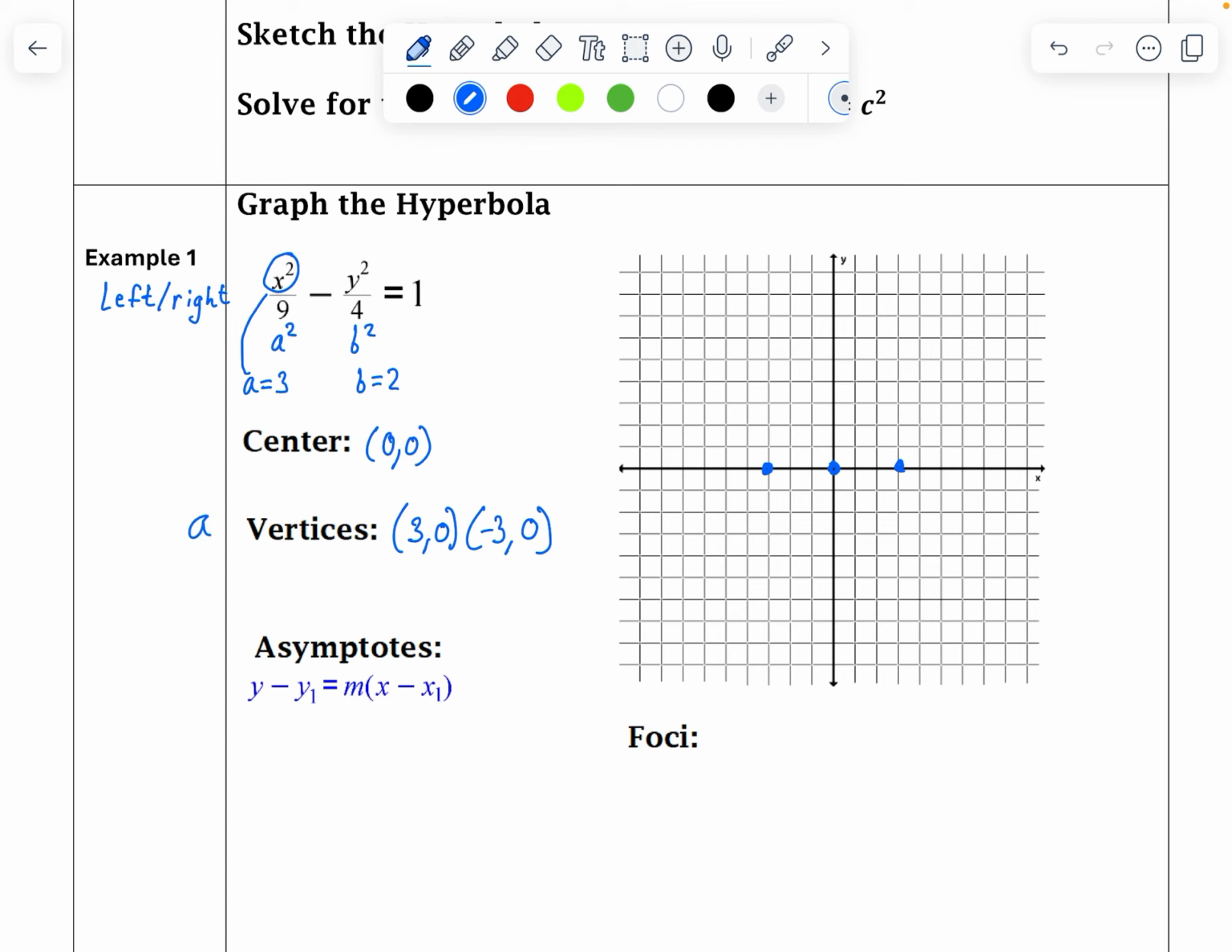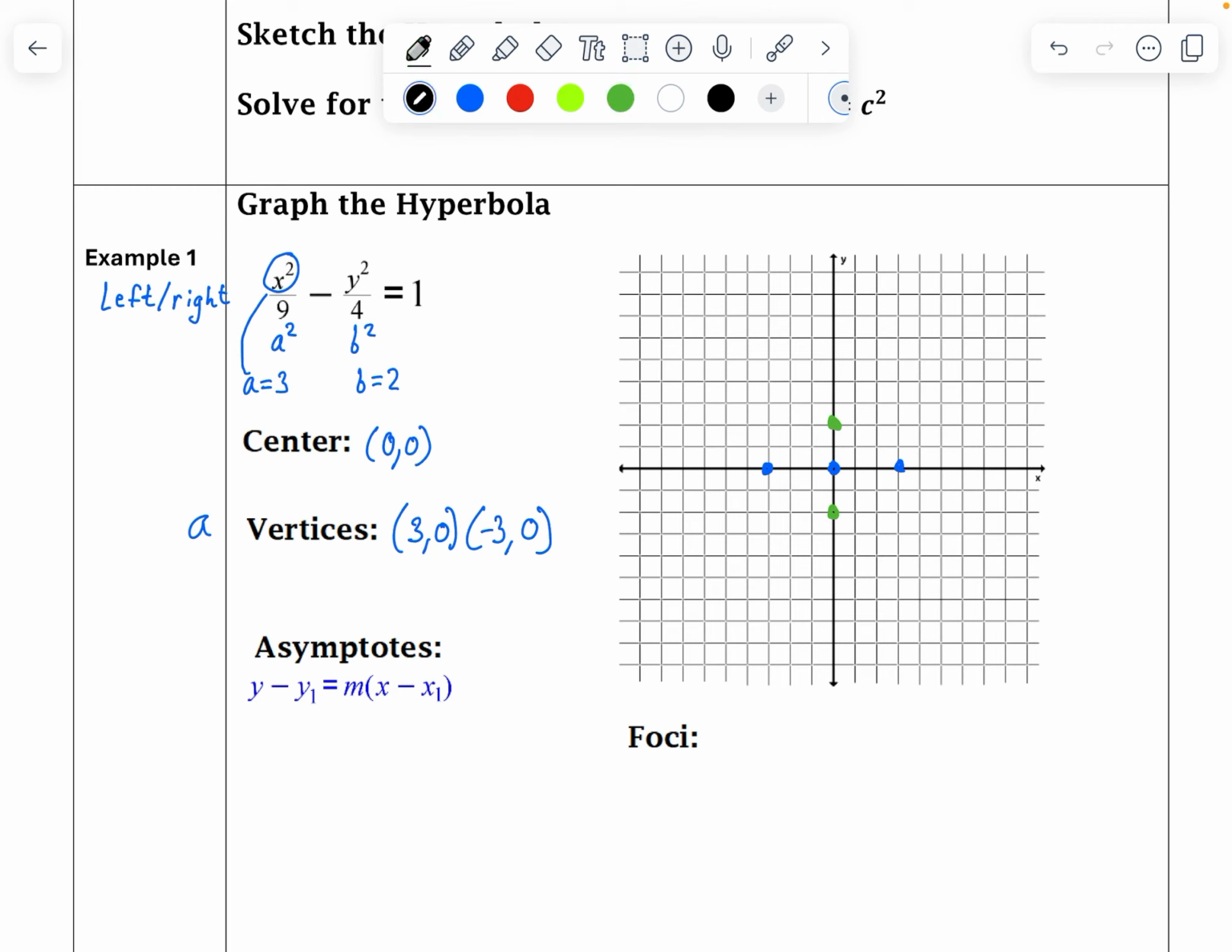Now we're going to also go with the b value. We're going to go in the opposite direction. I'll go a different color here. But these do not have a special name. These are not the covertices. We've actually dropped the idea of covertices for this. The purpose of this is so that we can actually create a box.